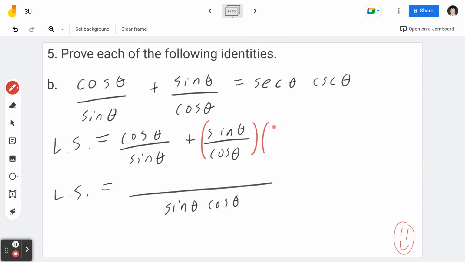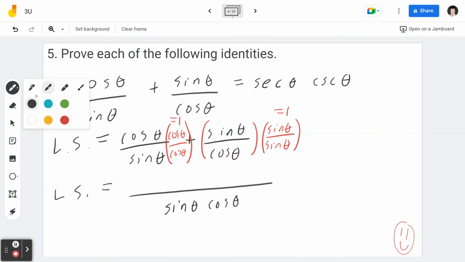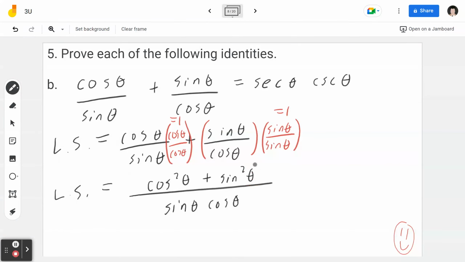So for example, in the second fraction, I'm going to multiply by the missing sine theta by multiplying it by sine theta over sine theta. Likewise, in the first fraction, I'm going to multiply by the missing common denominator. So I'm going to multiply by 1, which is really cosine theta divided by cosine theta. Look what happens. Cosine theta times cosine theta is going to be cosine squared theta. Sine theta times sine theta is going to be sine squared theta.